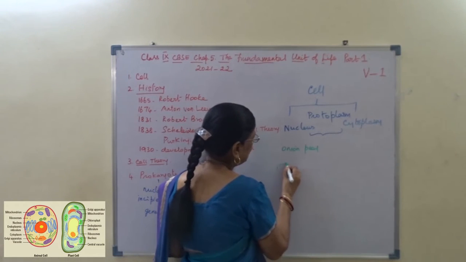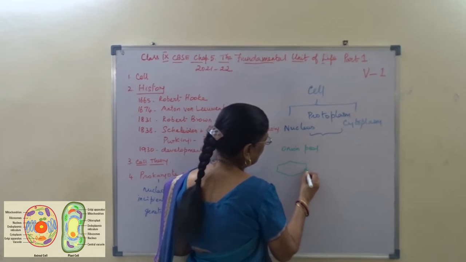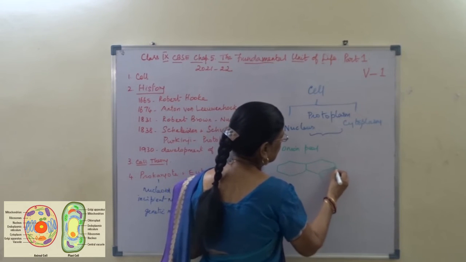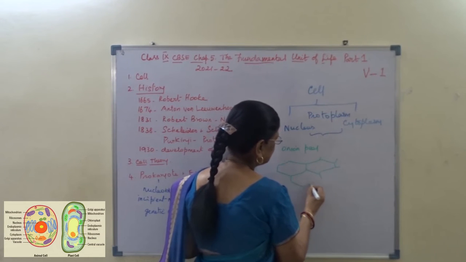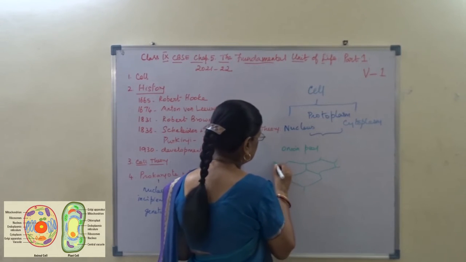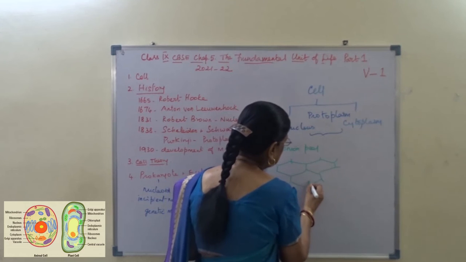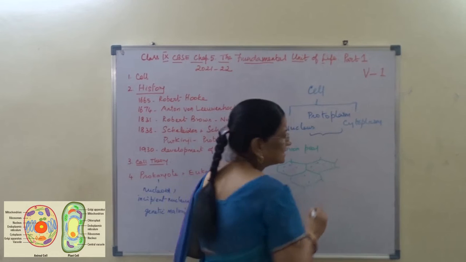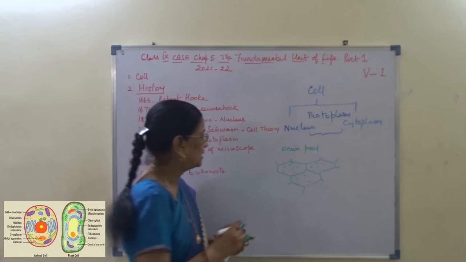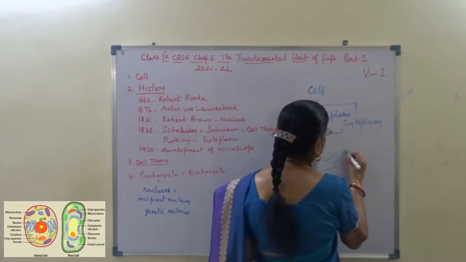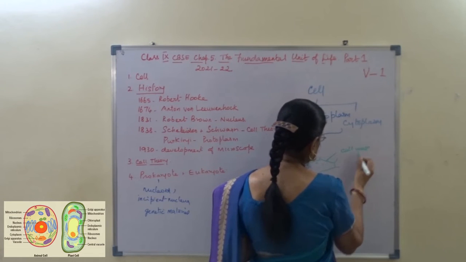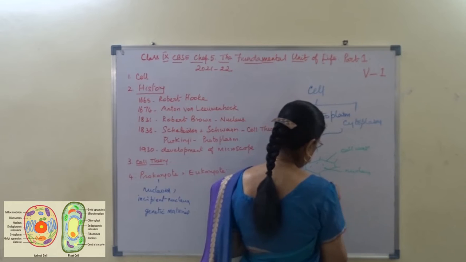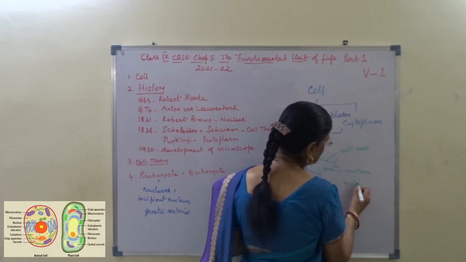Now this onion peel will have a structure like this. These are the cells in the onion peel. It has nucleus and cytoplasm. This is the cell wall. This is the nucleus. And this is the cytoplasm.